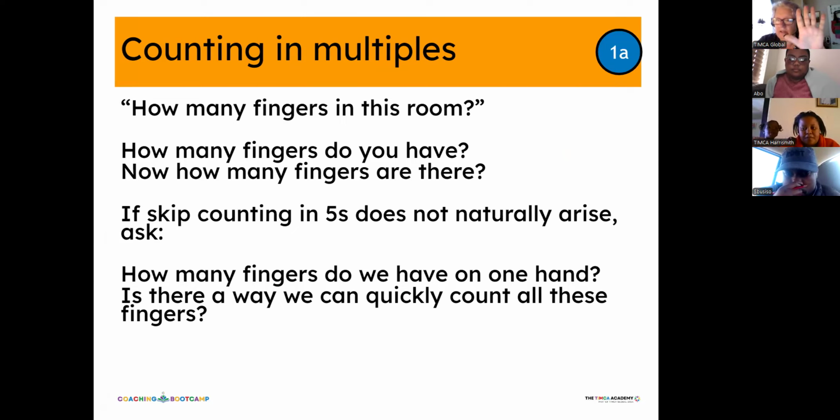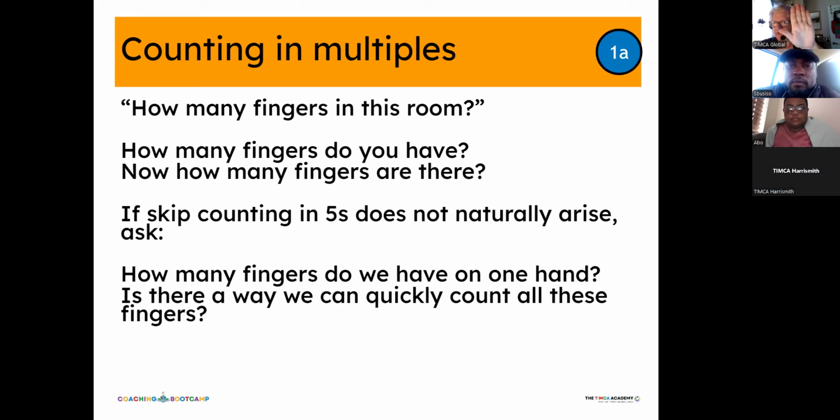There's also an important thing at this point. Remember last week we talked about a composite unit. What we're trying to get the children to see is that this 5 is a composite unit. It's a group. The 5 of the hand is a composite unit. By saying, can we count them more quickly, and how many fingers have you got on one hand, we're starting to get this idea: we've got one hand, it's got 5 things on it. So it's really important that they start thinking about composite groups.